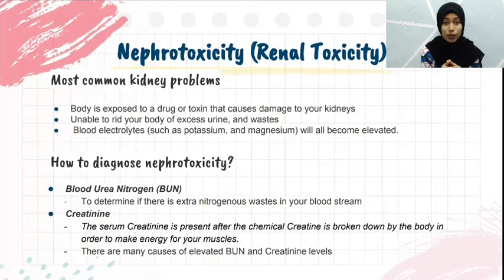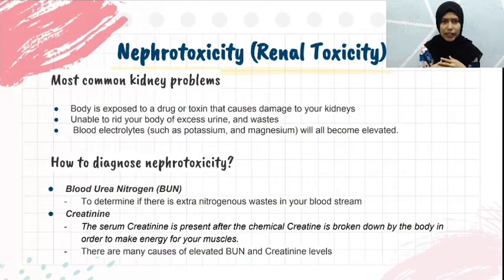Nephrotoxicity may also be referred to as renal toxicity. Nephrotoxicity is one of the most common kidney problems and occurs when your body is exposed to a drug or toxin that causes damage to your kidney. When kidney damage occurs, you are unable to get rid of excess urine and waste. Your blood electrolytes such as potassium and magnesium will be elevated.